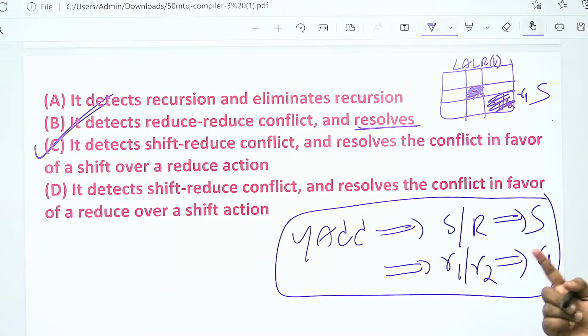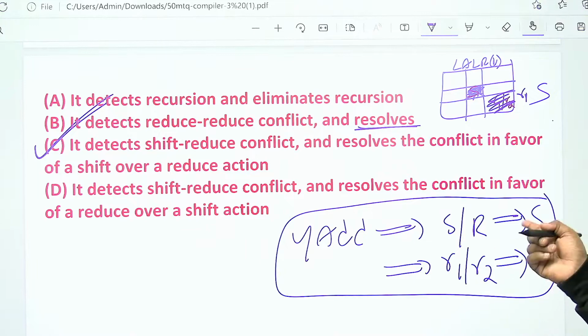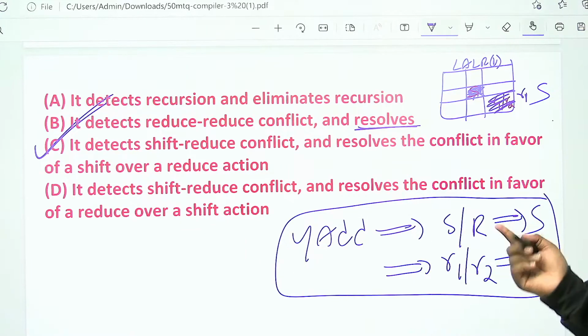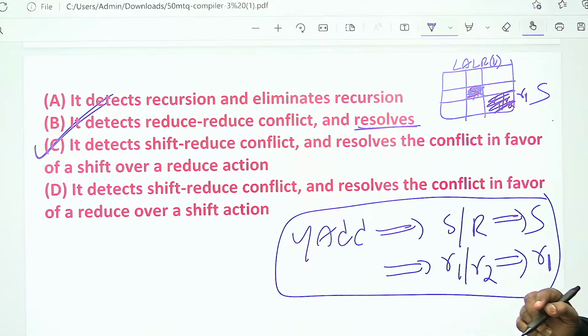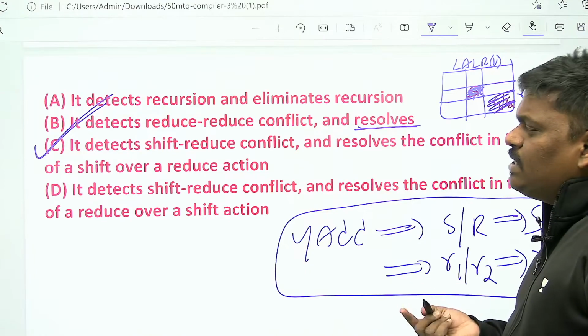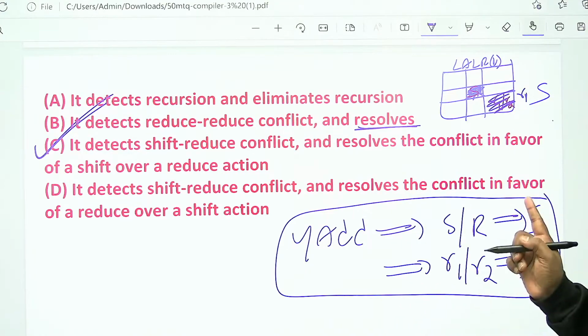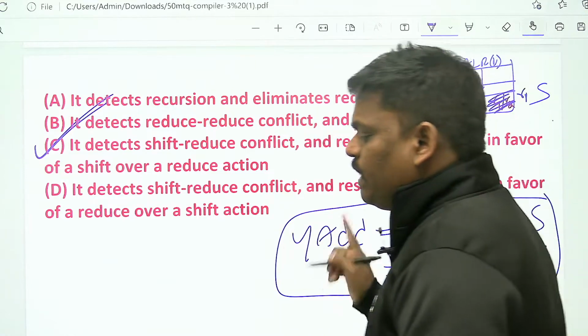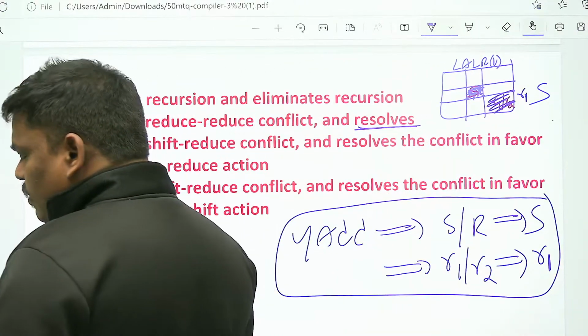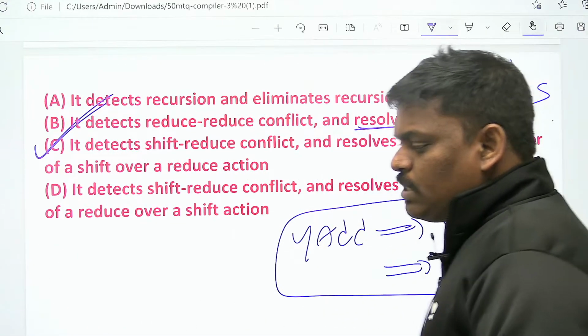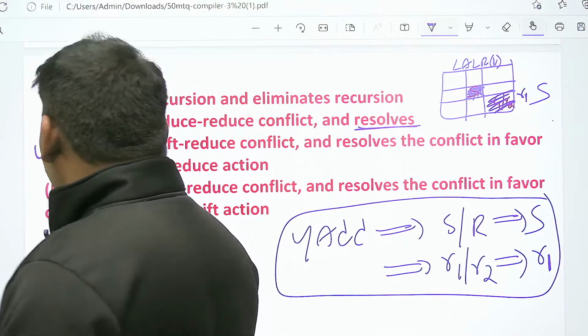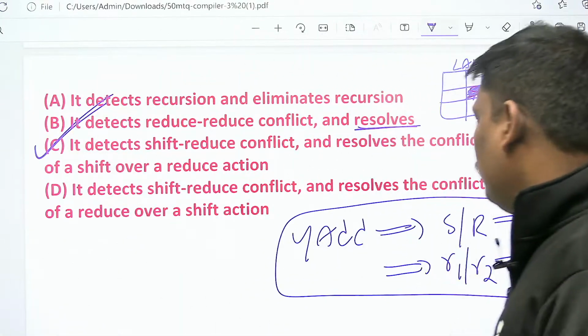Option C says it will detect shift reduce conflict and resolve the conflict in favor of shift over reduce. It also mentions how it will resolve. But option B says it detects RR conflict and resolves. That is also right, but how it will resolve, it didn't say clearly. So MSQ, both B and C. MCQ, C. This is one of the very important questions. Please take care. If there is any small doubt, please let me know.